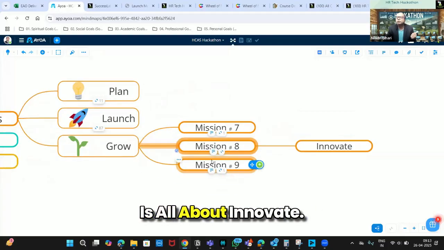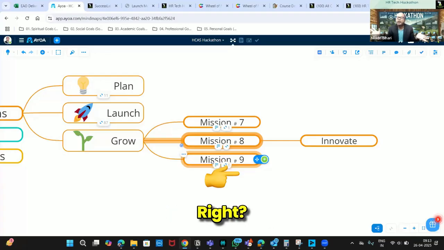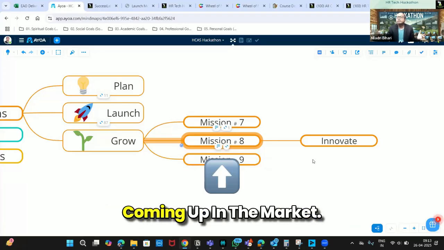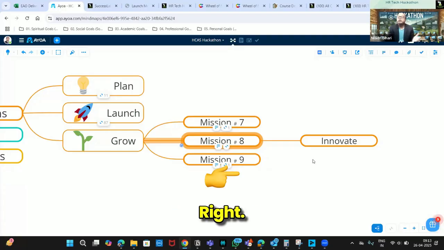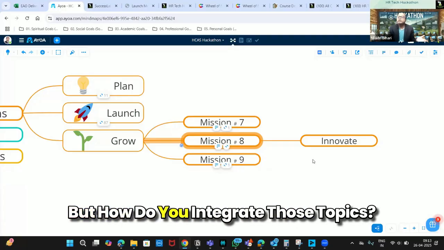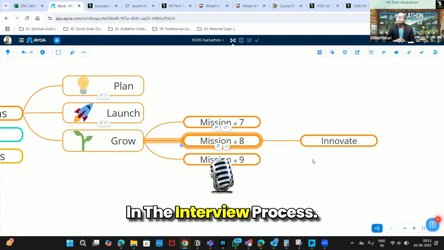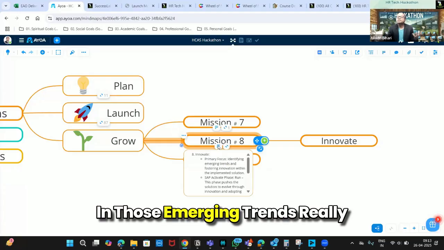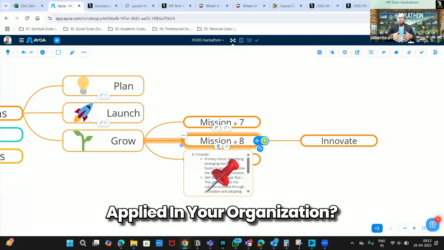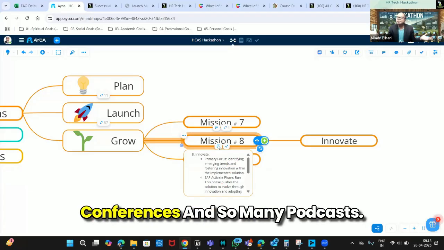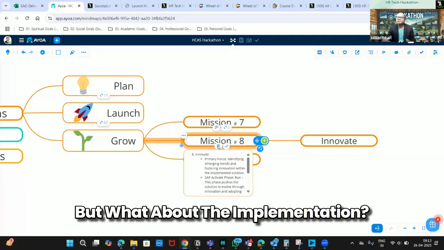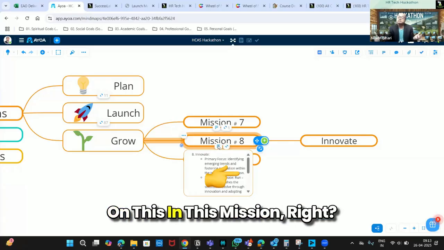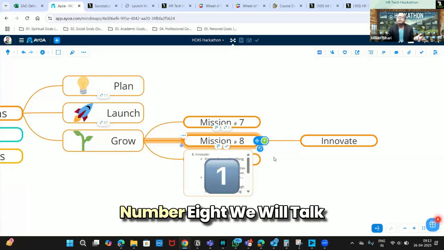Okay. So mission number 8 is all about innovate. Innovation is the mother of everything, right? Basically, you will distinguish yourself in a career. Nowadays, a lot of things are coming up in the market: AI agents, right? A lot of other new topics are coming up. But how do you integrate those topics? How can you articulate those things in the interview process? Or as an organization or as a business architect, how do you bring in those emerging trends really applied in your organization? It's not about so many conferences and so many podcasts, but what about the implementation? They talk a lot, but when it comes to execution, what is the reality? So there is a reality check on this in this mission, right? So this is what we will talk about in mission number 8.